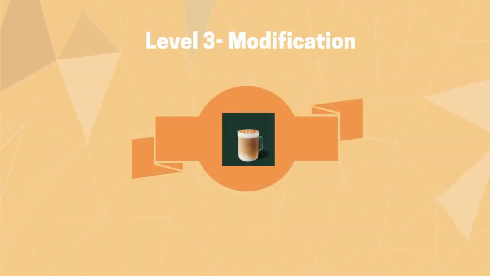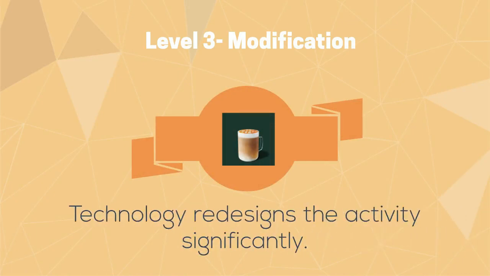The next level is modification, or that caramel macchiato. Modification redesigns the activity significantly. For example, instead of collaborating with people only in the classroom, we can video chat with students from the country we're exploring. Now, technology is a modification because it completely adds the ability to speak with other countries, greatly enhancing the learning opportunity. The final stage is redefinition.